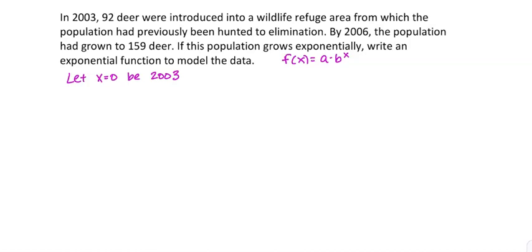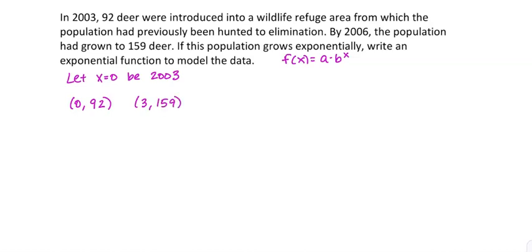So I can now represent my given information as two ordered pairs. So in 2003 there were 92 deer. So now as an ordered pair, 0 for 2003, 92 for my number of deer. 2006, if we subtract 2006 minus 2003, this is 3 years later. So 3 and 159.